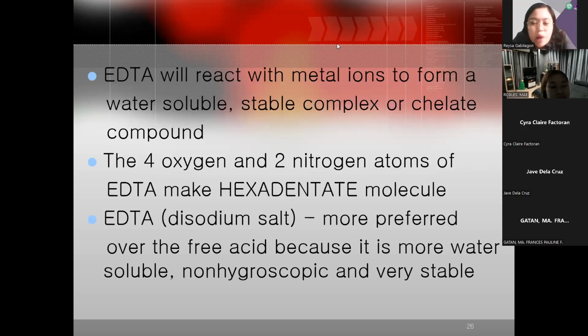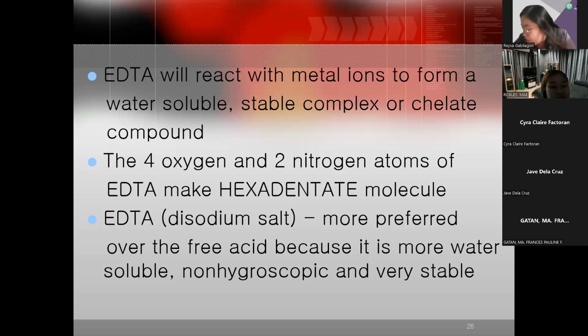So let us talk about EDTA first since ito yung ating highlight for the titrant of the complexation method. So when you say EDTA, again, it can react with metal ions to form complexes. And these complexes are water-soluble and stable. Now, what part of the EDTA has the ability to donate electrons? So please take note of this. EDTA has 4 oxygen in its chemical formula as well as meron din siyang 2 nitrogen atoms.